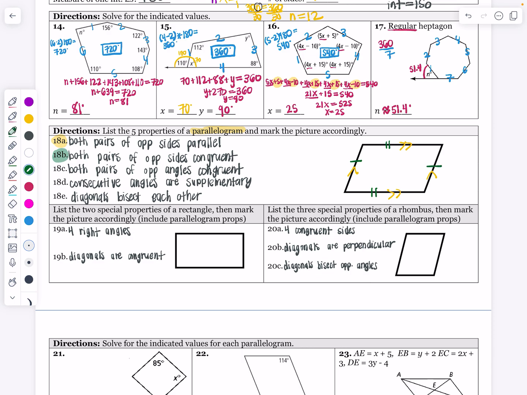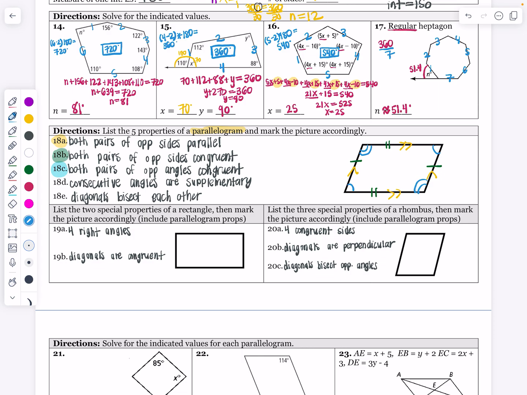Then I want to mark both pairs of opposite angles congruent. I'm going to do that in blue. Opposite angles are going to be congruent to each other. So this angle is going to be congruent to this one. And then this angle is going to be congruent to this one. I'll mark those differently to show that opposite angles are congruent.